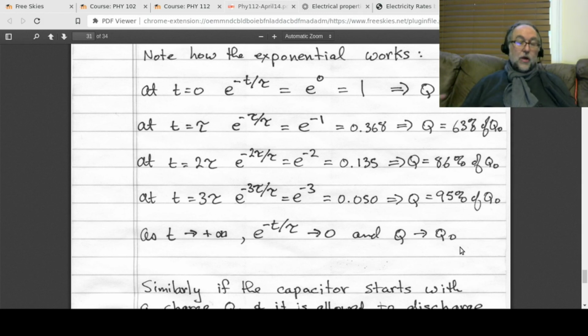So there you go. There's the story of a capacitor charging up. It starts charging fast at first, and then it slows down, but eventually it will max out, and it'll max out at Q naught, where Q naught is just equal to C, the capacitance, times V. All right, great.